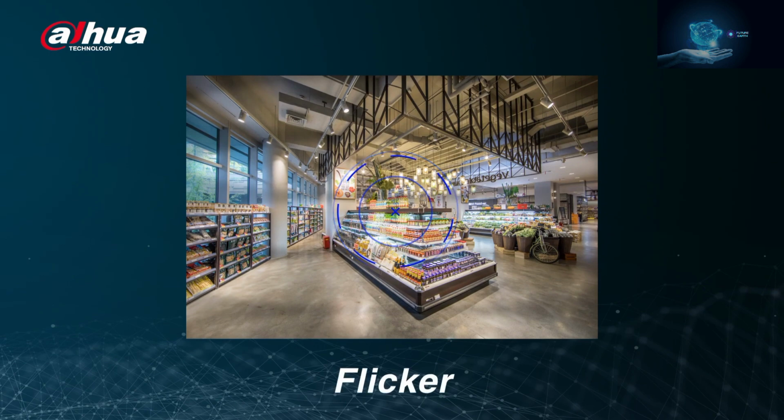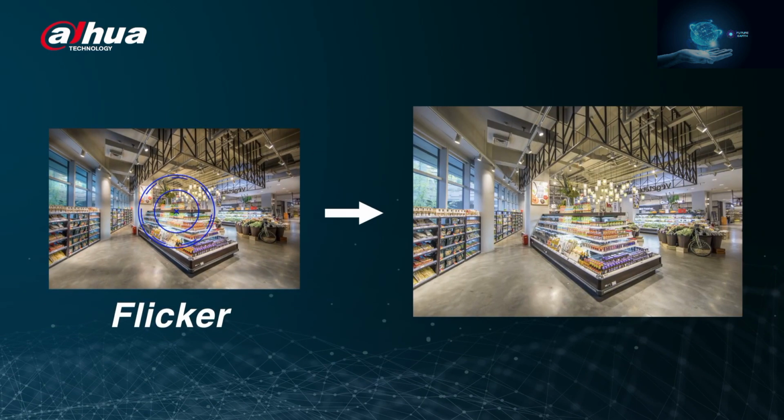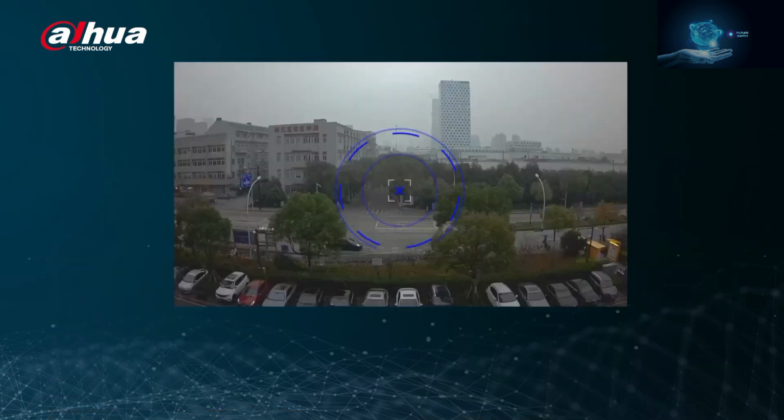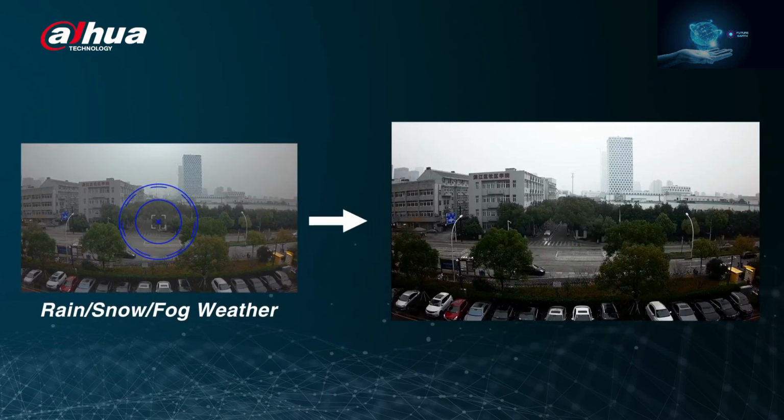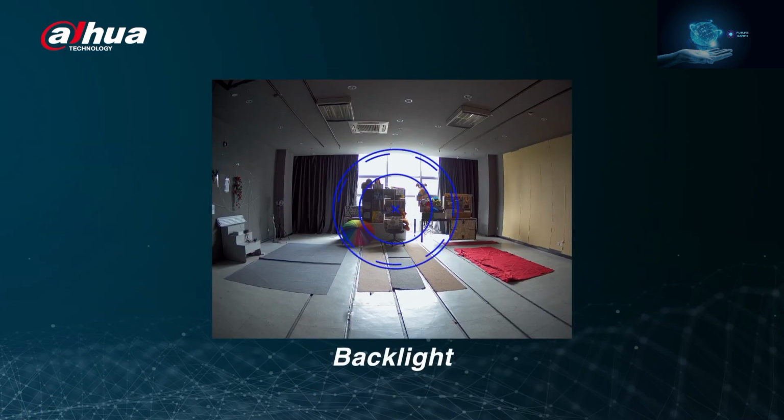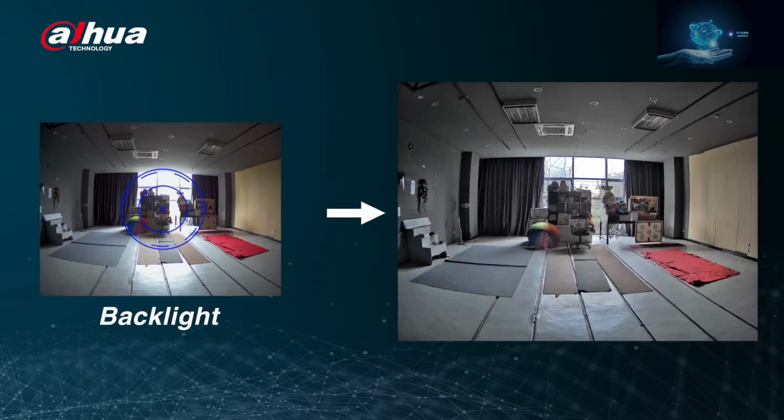Once the AI SSA is on, the camera will intelligently identify the scenes and adjust the image parameters correspondingly to ensure the best quality for the users. Some supported scenes include rain, snow, fog, flicker, and more.